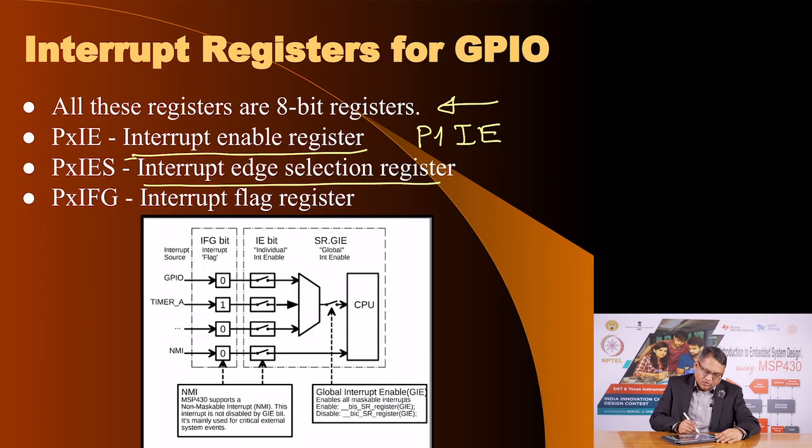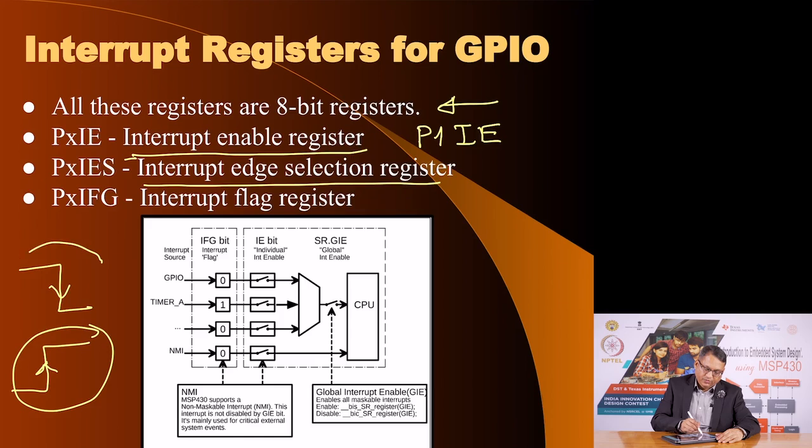Why? Because you could generate an interrupt on the rising edge of a signal on a port pin. You could also generate an interrupt on the falling edge. So, you have to tell the microcontroller, do you want to be interrupted when the signal goes like this, or do you want to be interrupted when the signal goes like this. So, that is indicated to the microcontroller by writing appropriate values into this register called interrupt edge selection register.